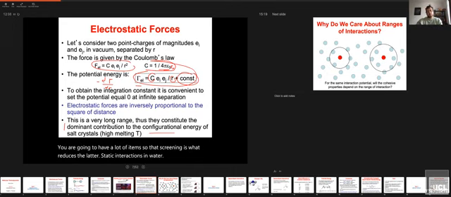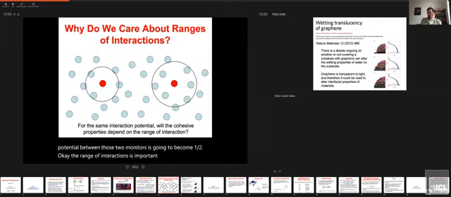Okay, the other thing that is important here is the range of interactions. So the potential scales with 1 over the distance. If you double the distance between two molecules, the electrostatic potential between those two molecules is going to become 1/2. The range of interactions is important in simulations. You will see more as we proceed, because in simulation we need to take into consideration how each molecule is interacting with the neighbors. So when we have a short interaction potential, as in this case, we only have a few molecules that surround our little red sphere.